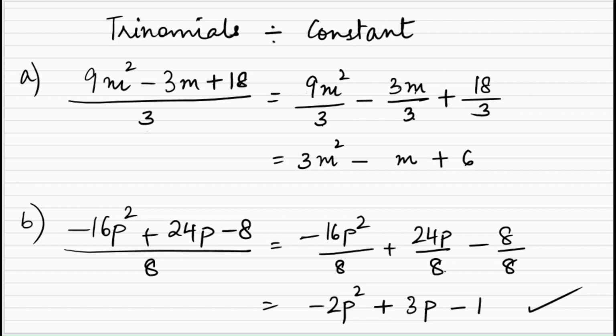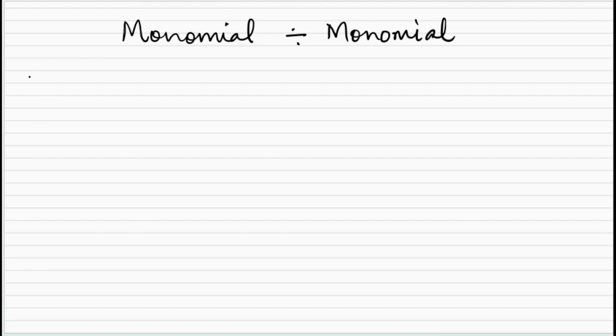So, in all the above examples, we divided monomials, binomials, and trinomials with a constant, with a number, with an integer, whether positive or negative. Now we will look at questions in which we are dividing polynomials with a monomial. Not by a constant now, by a monomial. The first case in this category is when I am dividing a monomial with a monomial.